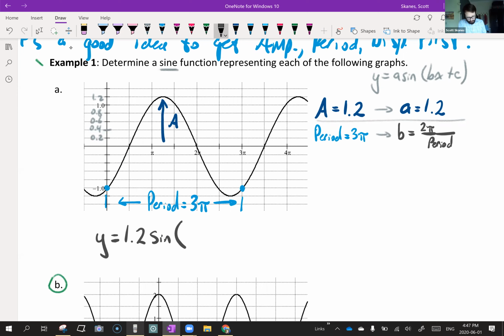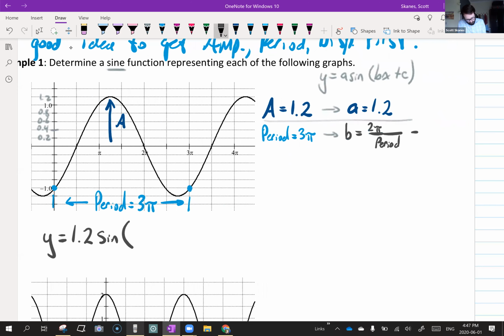Or p, whatever you want to call it. So b is 2 pi over 3 pi. Cancel, cancel. B is 2 over 3. We've got A and B. Oops. Sometimes I try to color code and it just takes a lot longer than it's worth. But it's worth it for some students, I'll tell you. All right, I'm already done.